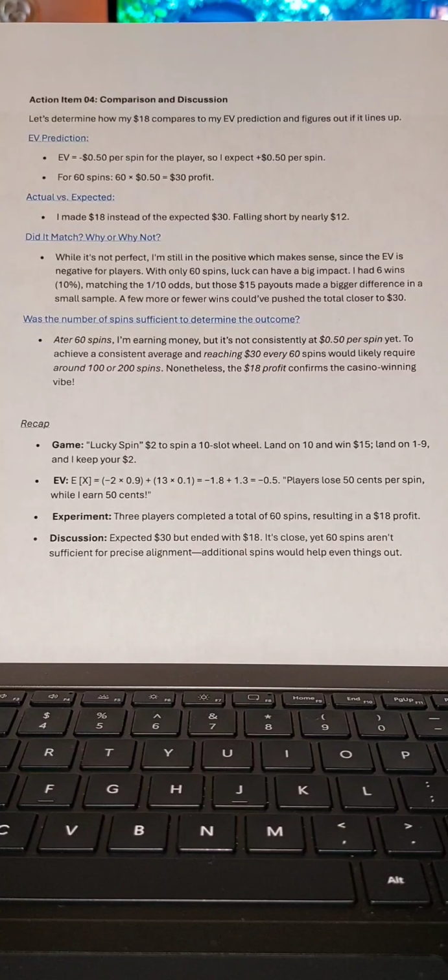Experiment: 3 players completed a total of 60 spins, resulting in an $18 profit. Discussion: I expected $30 but ended at $18. It's close, yet 60 spins aren't sufficient for precise alignment. Additional spins would help even things out.